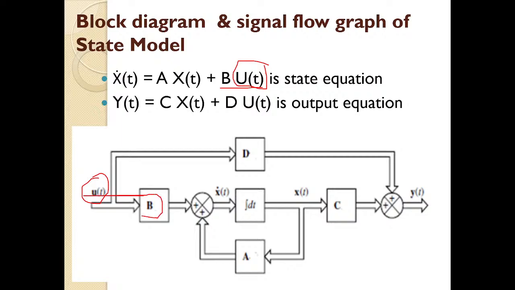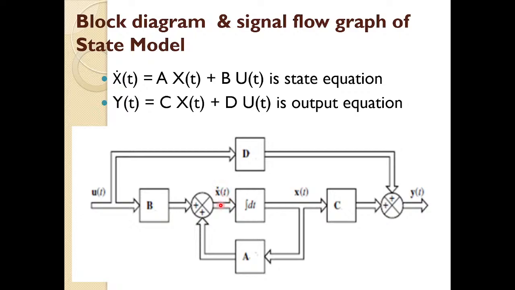So just write down B in a block, since we have to represent it in a block diagram. So B into u of t. B into u of t has to be added with A into x of t to get x dot of t. So put a summing point here, and since you have to add, write plus plus.